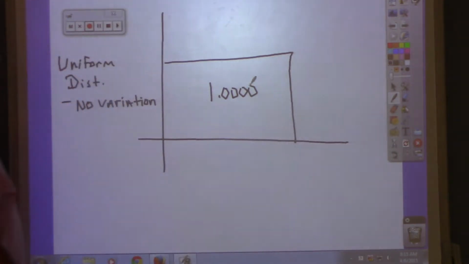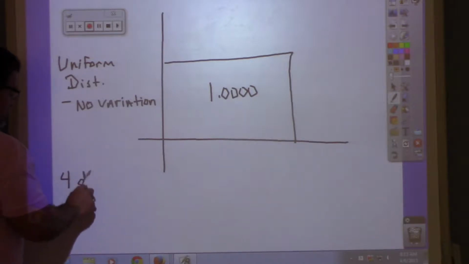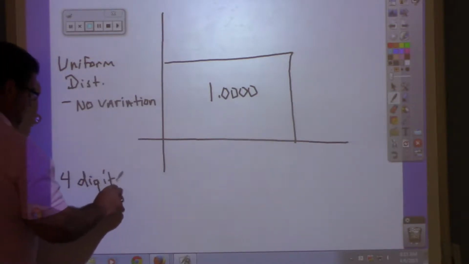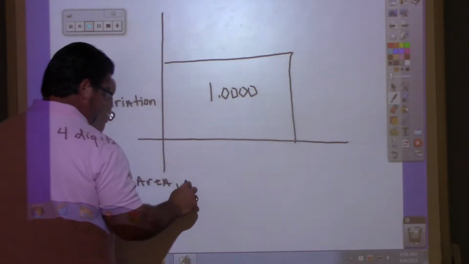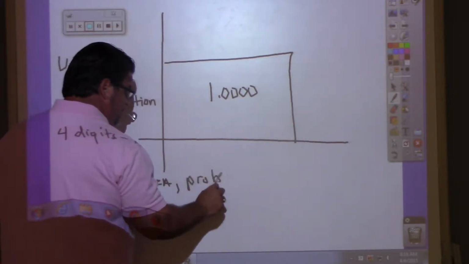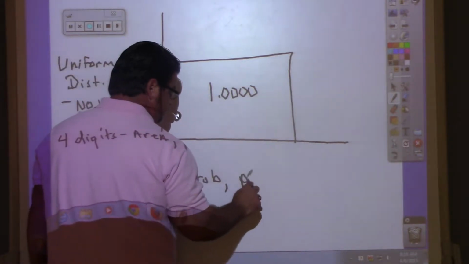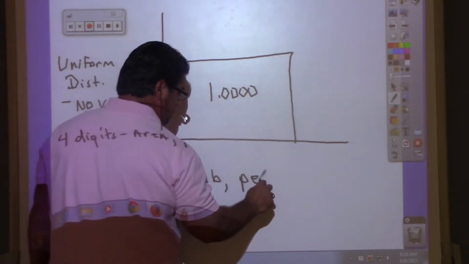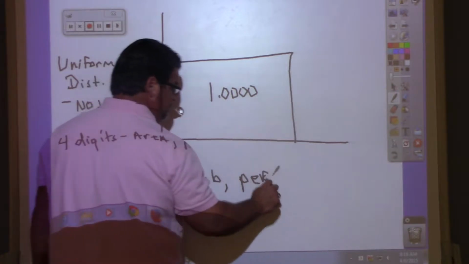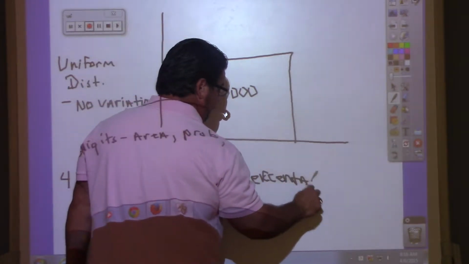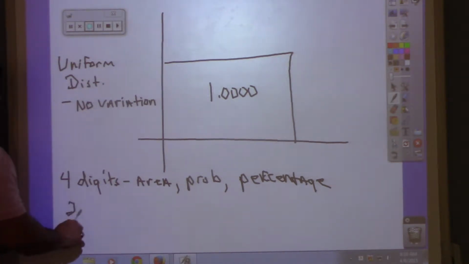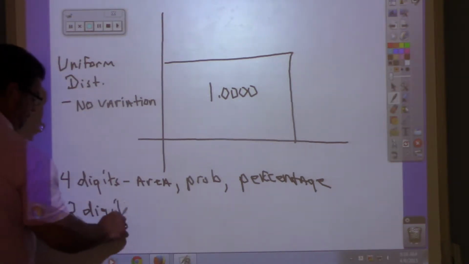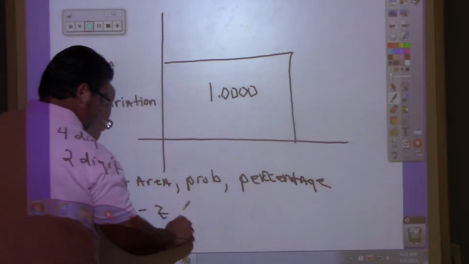The reason I write 4 digits is in this chapter, 4 digits means area, slash probability, slash percentage. All 3 of those are the same thing. 2 digits means z-score.